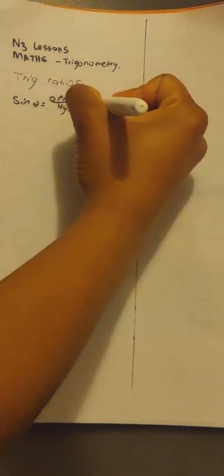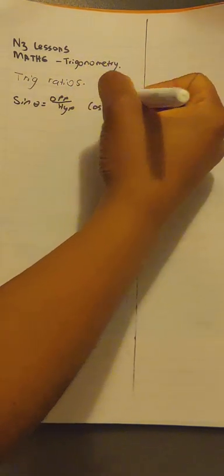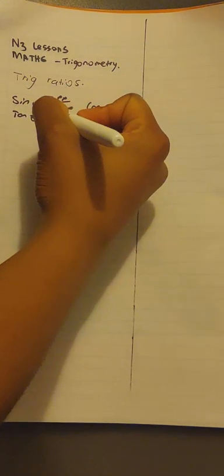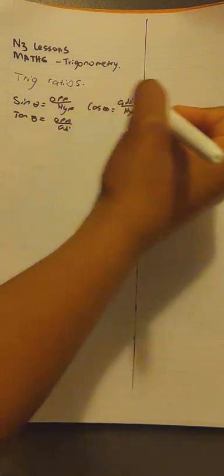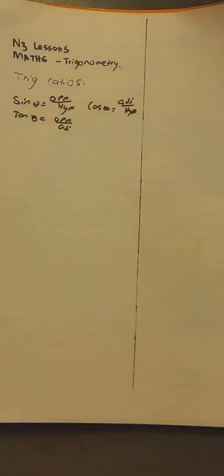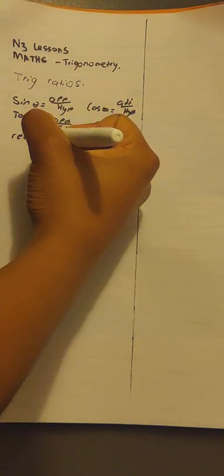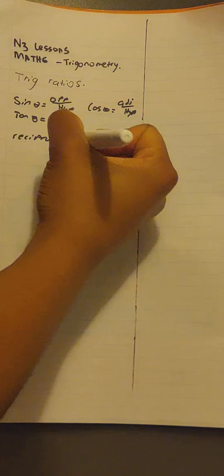hypotenuse. Your cos theta is equal to adjacent over hypotenuse. Your tangent, your tan theta is equal to opposite over adjacent. And then we have reciprocals.